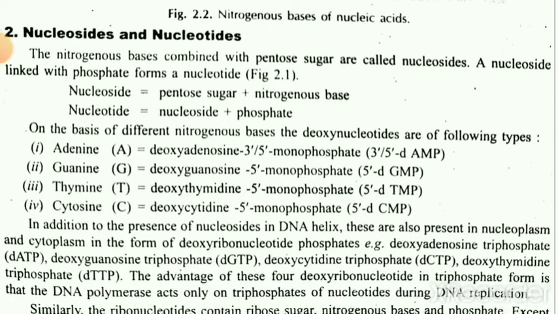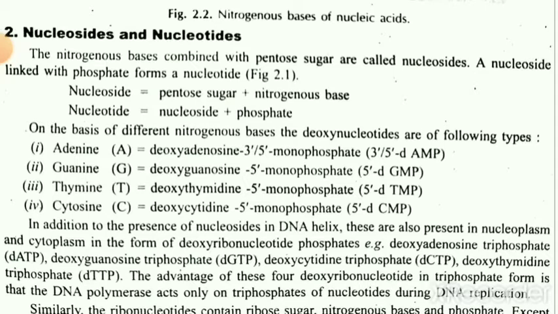Nucleoside equals pentose sugar plus nitrogenous base. Nucleotide equals nucleoside plus phosphate. On the basis of different nitrogenous bases, the deoxynucleotides are of the following types. I. Adenine (A) equals deoxyadenosine 3',5'-monophosphate (dAMP). II. Guanine (G) equals deoxyguanosine 5'-monophosphate (dGMP). III. Thymine (T) equals deoxythymidine 5'-monophosphate (dTMP). IV. Cytosine (C) equals deoxycytidine 5'-monophosphate (dCMP).